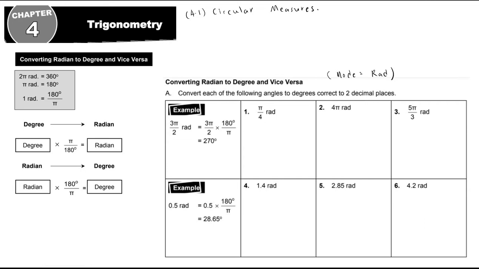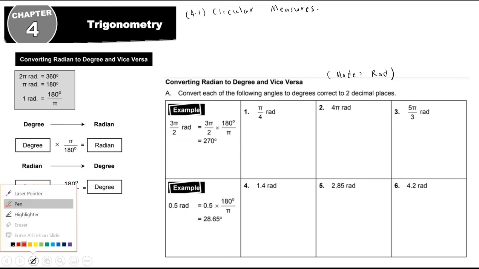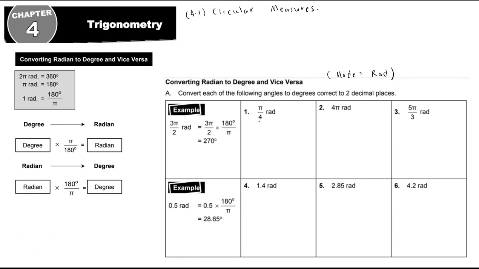Okay, let's try the first question. I will not show you everything, let's just try some of them. Here we have pi over 4 radian and we want to change it into degree. So pi over 4 multiplied by 180 degree over pi. Here we can just cancel pi, 180 divided by 4, and the answer we get is 45 degree.